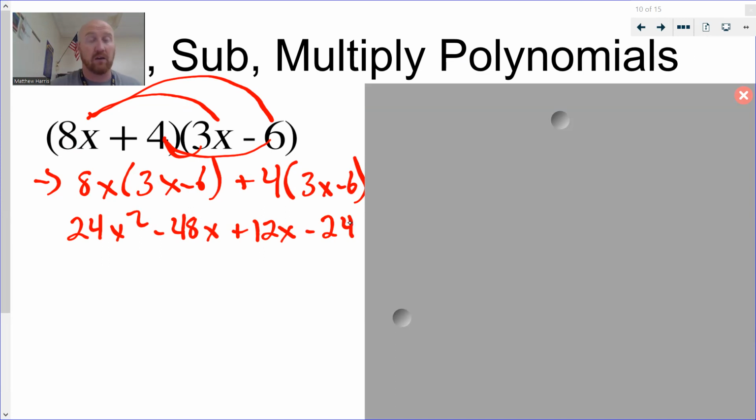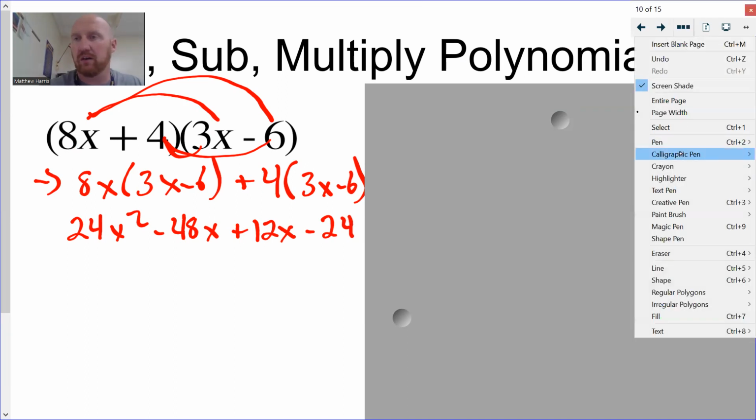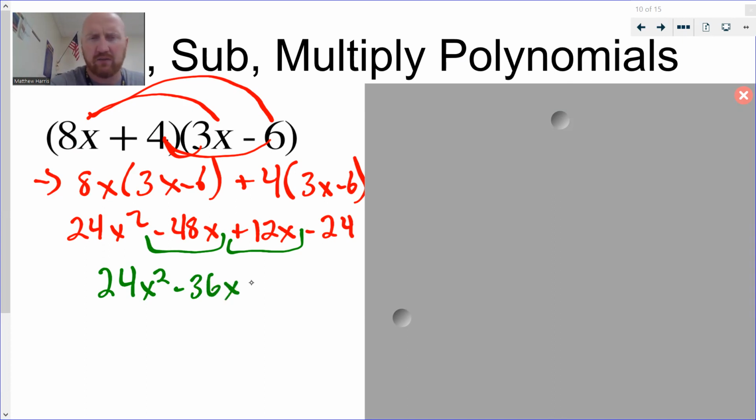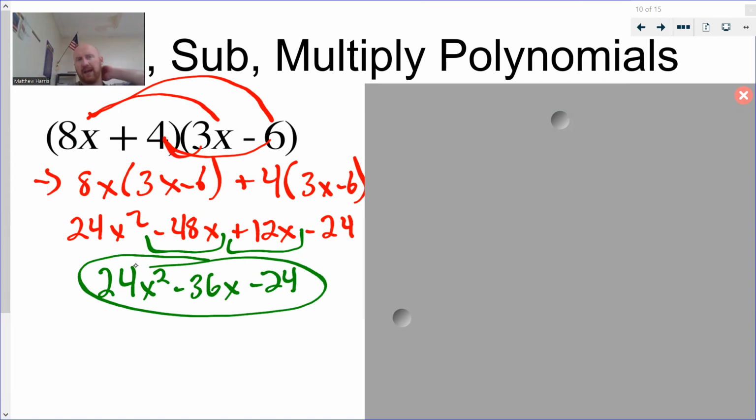Now, if we look, we go, okay, all right, I did that. Good, I multiplied. Well, now we got to go back to the addition subtraction part. Do I have any like terms? Well, if we look here, okay, 24x squared. Is there any other x squared? No, there's not. So I'm just going to rewrite it. 24x squared. Next, -48x. Is there another x? Yes, there is. There's a positive 12x. So what's -48 plus 12? Well, that would give me -36x. -24 has no friends to join with, and boom, we're done. Look at that. So we turn (8x plus 4) times (3x minus 6), okay, by doing what's called double distribution.